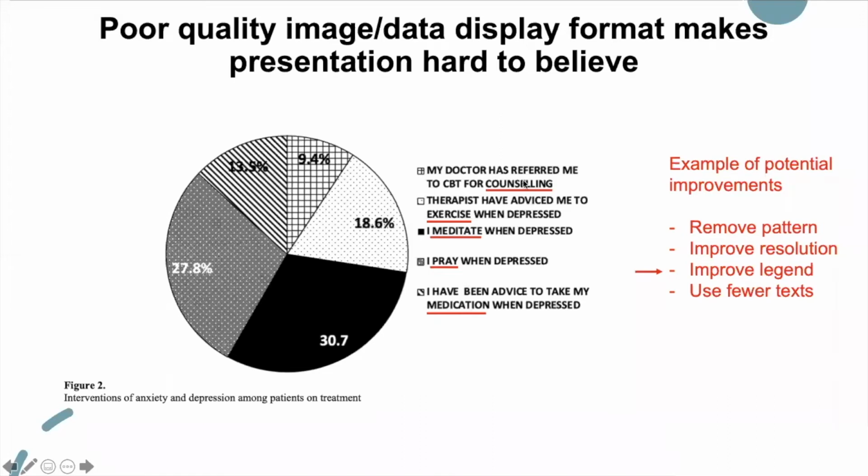So it would have been very simple and easy to understand this figure if they used just keywords: counseling, exercise, meditate, pray, and medication. So I'm just showing you now some of the reasons why we are having problems communicating our findings from Africa to other parts of the world. And this is something that must change.